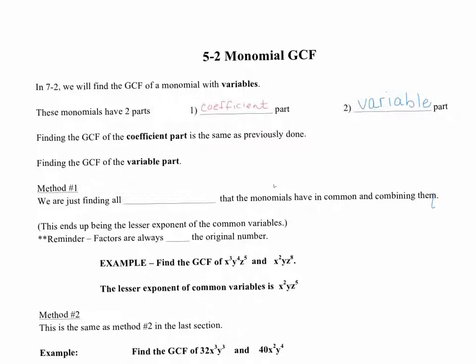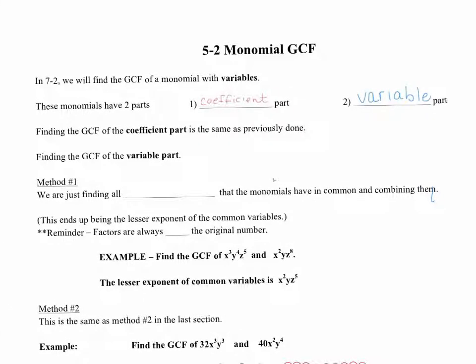So when we find our greatest common factor of these monomials, we're going to look at it in two parts. First thing we're going to look at is the coefficient part, which is just the number, and we're going to do that like we did previously in 5.1. Then we're going to find the GCF of the variable part.